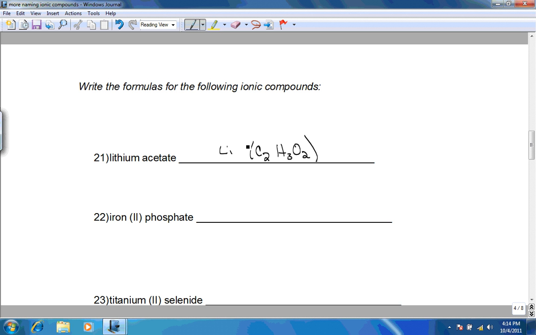Lithium, if you look on the periodic table, is a +1. Acetate is a polyatomic ion, and it's a -1. So if you crisscross it, it's 1 and 1. You don't actually have to write it when it's 1 and 1. You can just leave it just as such.